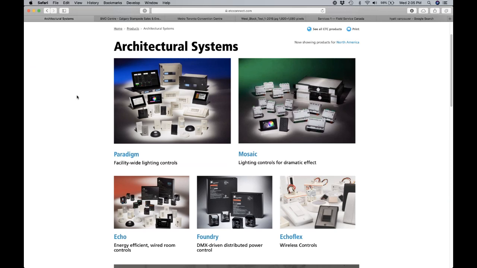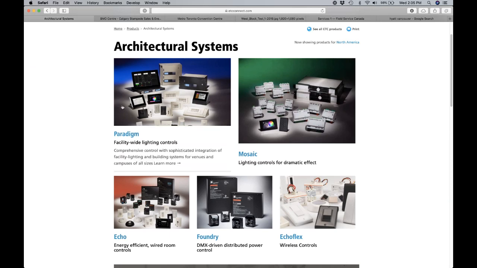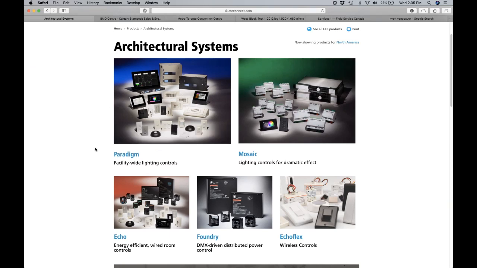So we talked about Paradigm. You can see in the image that's up on the screen here, Paradigm is their main control processor system. Paradigm offers thousands of human interface devices, so that's button stations and occupancy sensors, through touch panels, configurable touch panels, all the way from 4.5 inch to 19 inch or to 70 inch customizable touch panels.